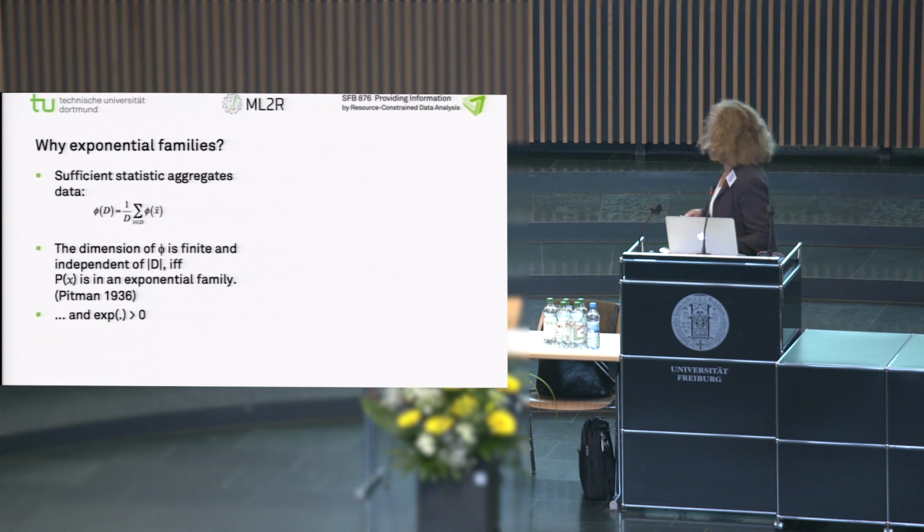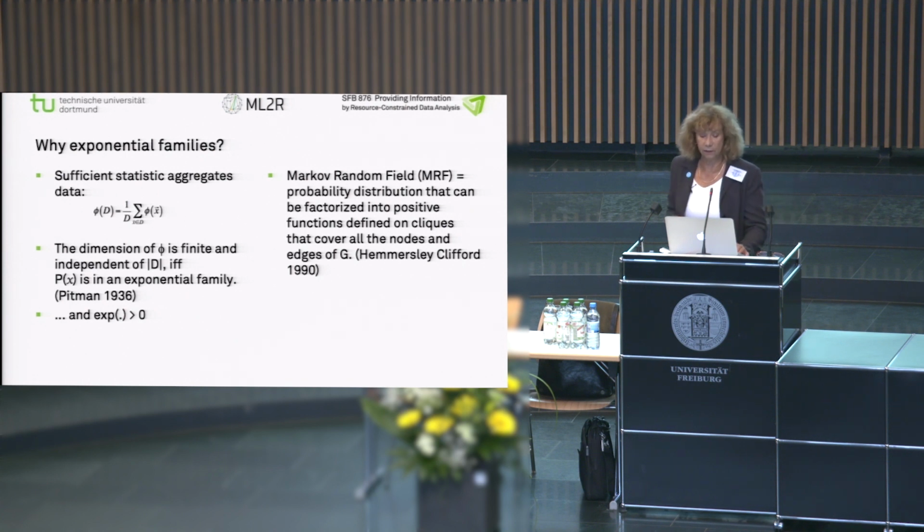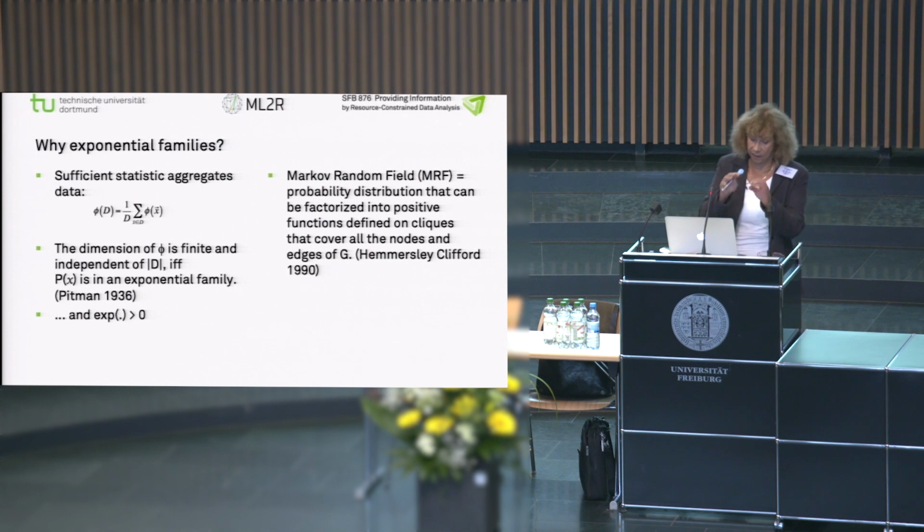And the other thing is that the dimension of this mapping is finite, and it is independent of the dimension of the data and of the number of data. So that means if we are in terms of the exponential family, as Pitman has shown in 1936, then we stay in a space that we can handle. That's the important thing about it. Okay. So that's why Markov random fields have become quite interesting. They have a probability distribution that can be factorized into positive functions defined on the cliques of nodes and links between them, and that was another important theorem that we can do so.